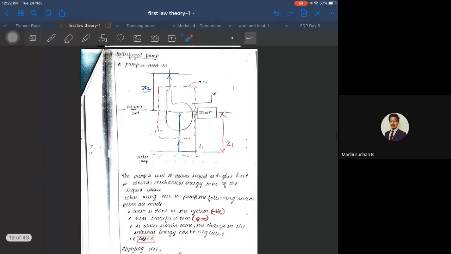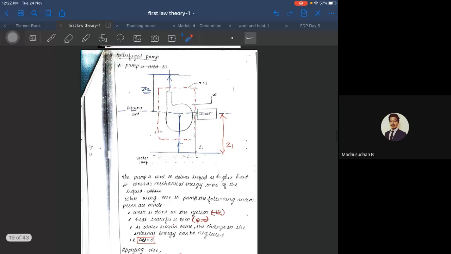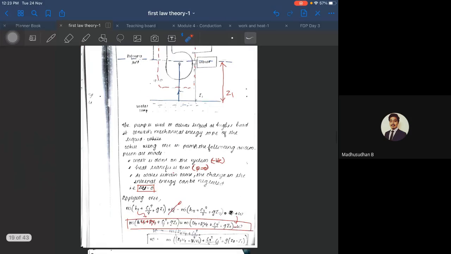Suppose we go to the centrifugal pump here. What does a centrifugal pump do? What is the function of a centrifugal pump? In a centrifugal pump, the water will be at the lower level. You are working on the system, that's why work is negative. And if water is pumped and its pressure is increased, the potential energy of that particular system is increased because it is taken to a height of Z2. That is the function of a centrifugal pump.